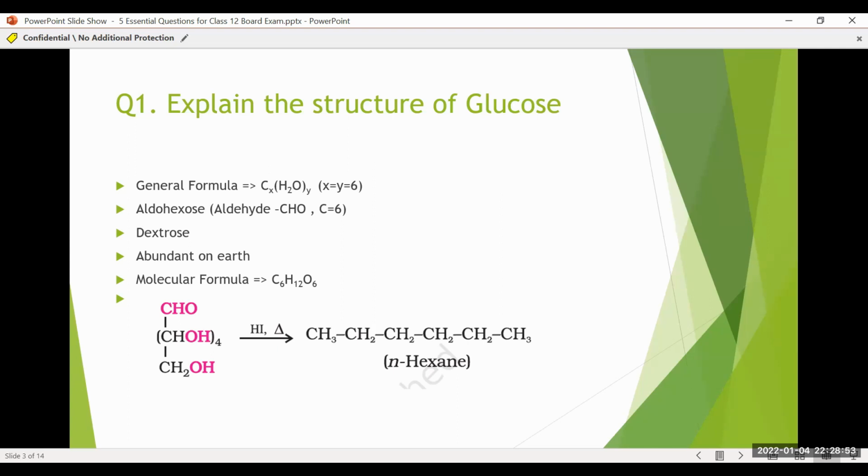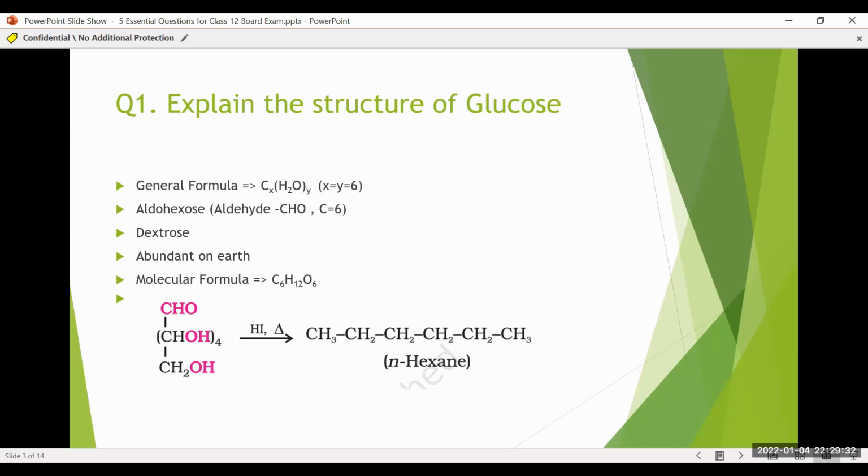It is commonly called dextrose by common people, and it is the most abundant sugar on the surface of earth, widely distributed in food material, fruits, vegetables, and the carbohydrates which we take regularly, like honey, like grapes, similarly like wheat, rice, etc. Molecular formula is C6H12O6. Let us elucidate the structure of glucose, which is very important from the examination point of view.